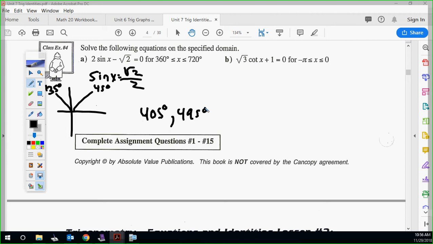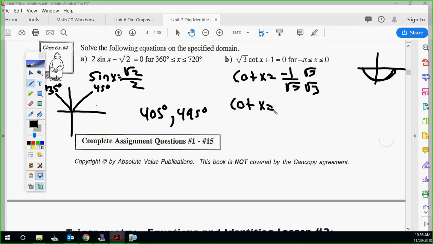Cotangent, between 0 and negative pi. So that's a smaller domain, right? With 0 and negative pi, what are we talking about? We're talking about right here. 0 to negative pi, that's where they want the answer for cotangent. So if we solve this, we get cotan x equals negative 1 over root 3. Okay, and if we rationalize, we get cotan x equals negative root 3 over 3.